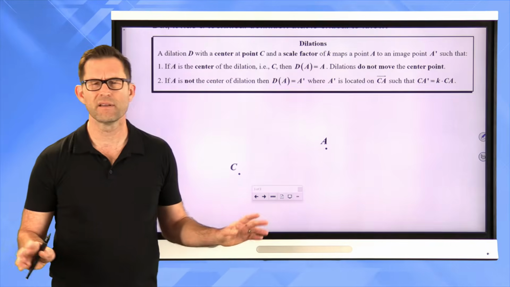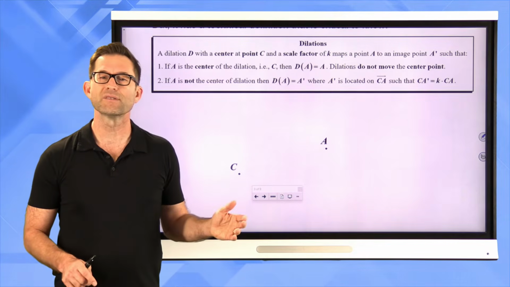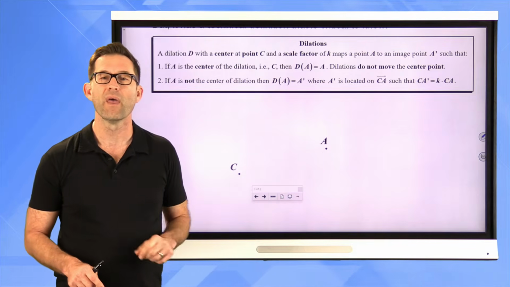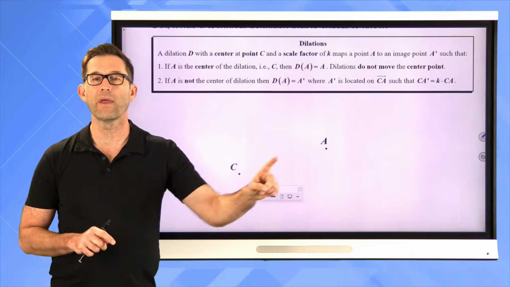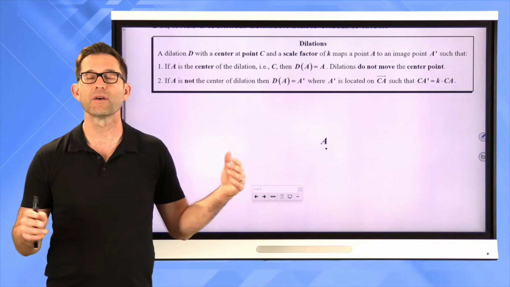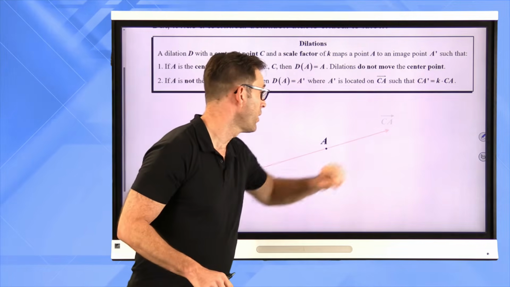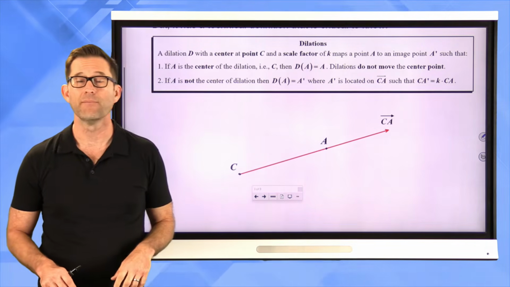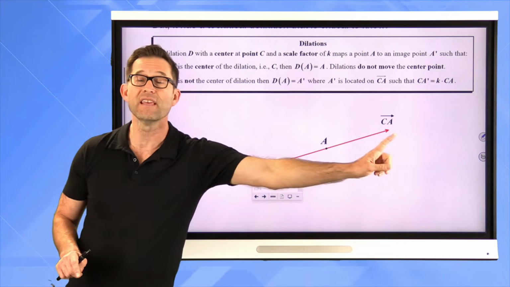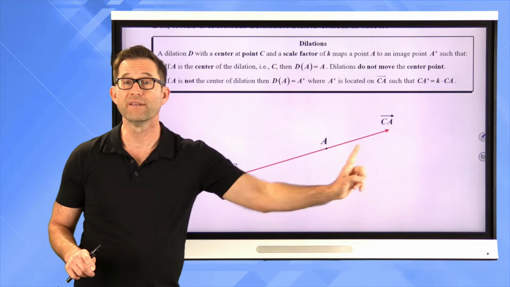All right, so let me help you visualize that. That sounds awfully complicated, but it really isn't. Here's the deal. Let's say I've got point C and I've got point A, and I want to dilate point A with respect to a center point C with some scale factor K. So the first idea is, well, where will A' be located? Well, A' is going to be located somewhere along ray CA. Well, where is it going to be located along ray CA?